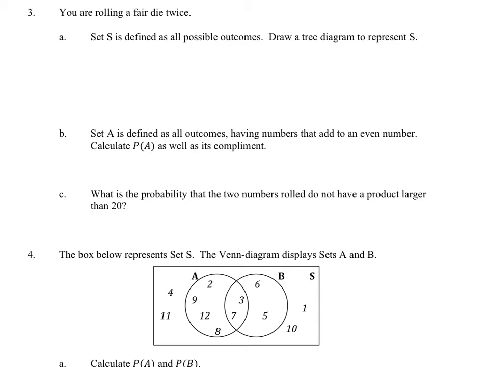You're rolling a fair die twice. A fair die meaning that it has 6 sides and all sides are equally probable. So the set S is defined as all possible outcomes.